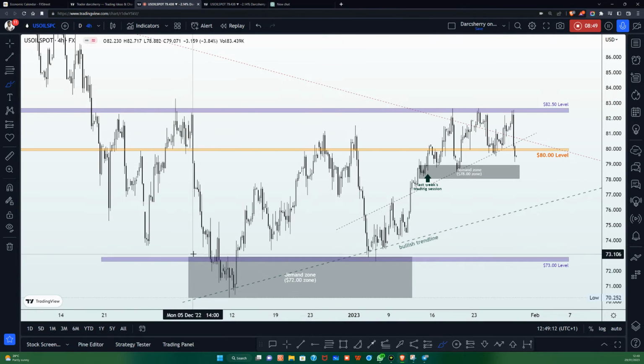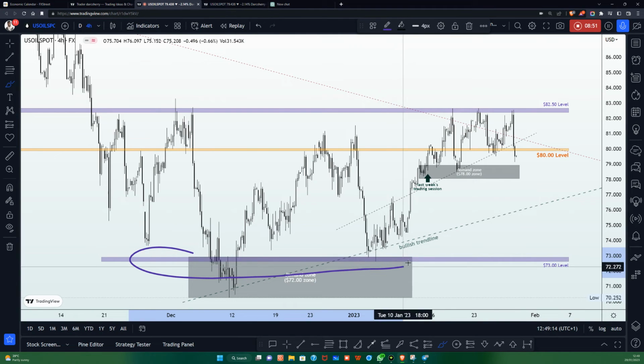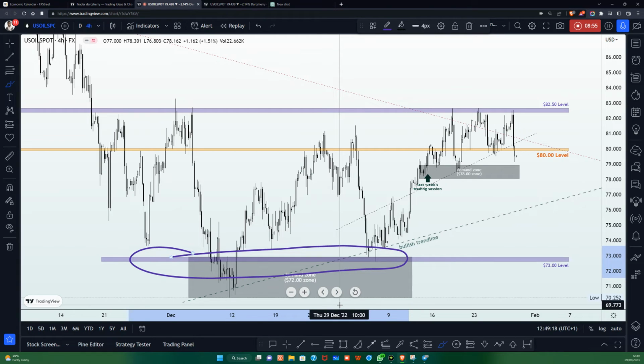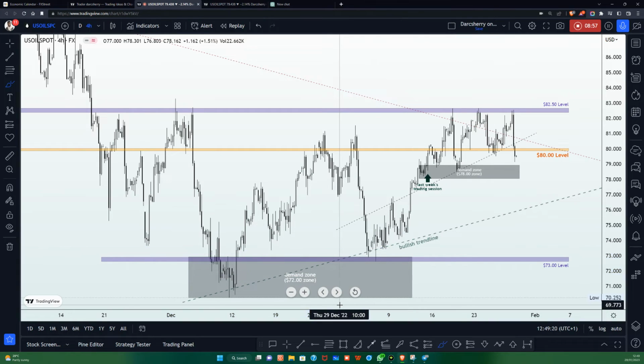Then we have a support level around the $73 level, which is serving as a demand zone for now, and price action has consistently respected that. But with the situation of things right now and looking at what happened last week, this is where price started last week.